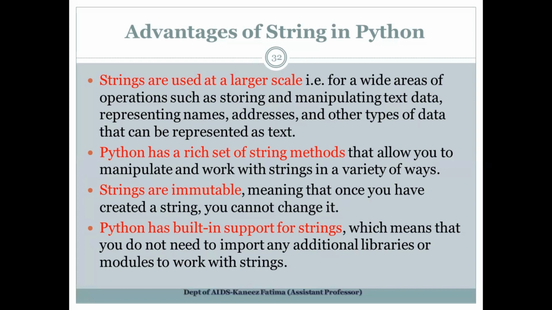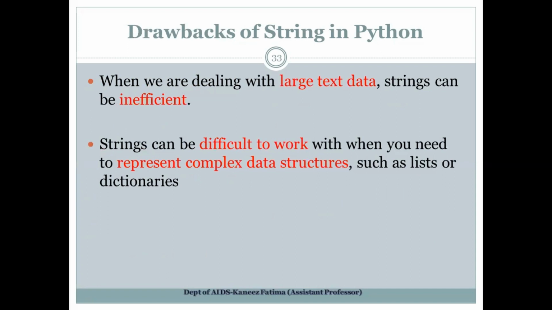Strings are immutable, meaning that once you have created one, you cannot change it. This is an important aspect of Python programming, and because of this immutable nature, we have different data types also being implemented. Python has built-in support for strings, which means that you do not need to import any additional libraries or modules to work with them. In other programming languages, whenever you are using a string literal, we need to use a library for it, whereas Python has inbuilt support for strings.